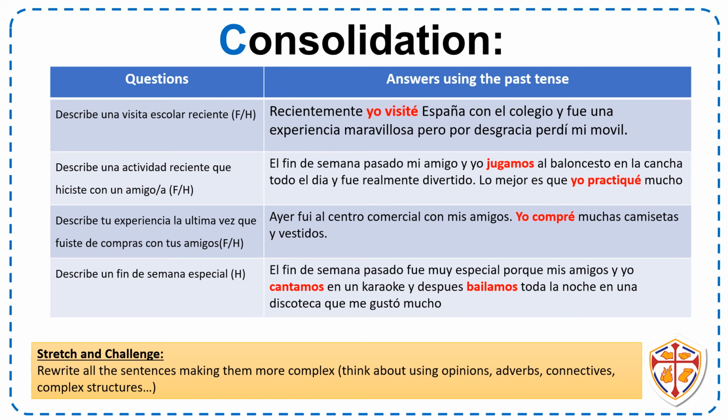So what you can do now is to compare, as I said, your sentences with these model answers and correct and improve. But something that will really help you expand and take your knowledge and your understanding of the preterite past to the next level is to try the stretch and challenge task. Rewrite all these sentences, making them even more complex. So think of our avocado technique and try to use adverbs, more opinions, more connectives, and different complex structures.